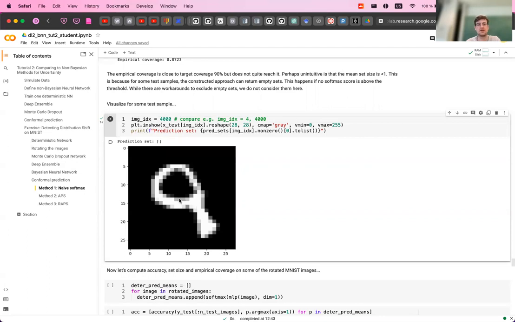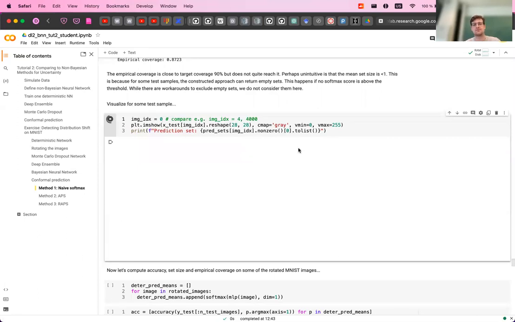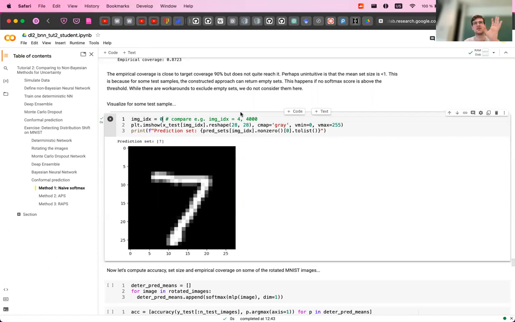Here the model was a bit unsure, and all these softmaxes were not high enough, and so it turns out to be an empty set. In some cases, people actually use this kind of empty set definition for outlier detection. But in our case, we don't really want these empty sets, and I just didn't include the way to handle them for this case. Remember, this is the naive softmax method, so it's not the one I would suggest for you to use. This is the basic one.